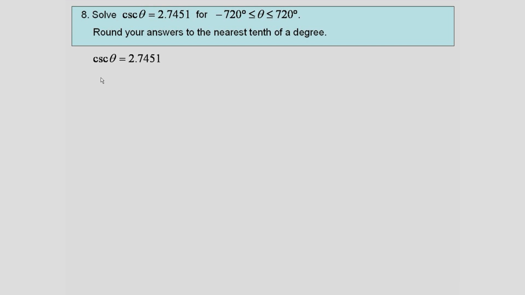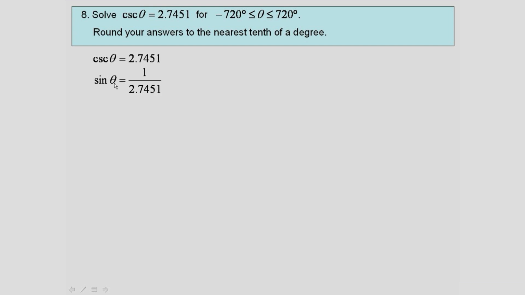We know, though, that it's related to sine. So we might want to change it to something in terms of sine right away so that it looks like something we're used to working with. So if cosecant is 2.7451, then sine should be the reciprocal of this. In other words, sine theta should be 1 over 2.7451.